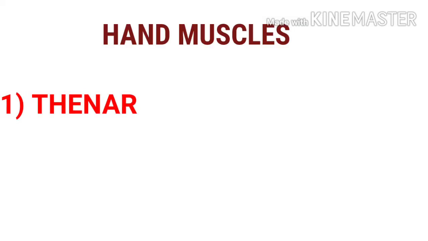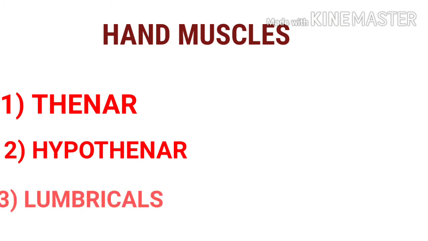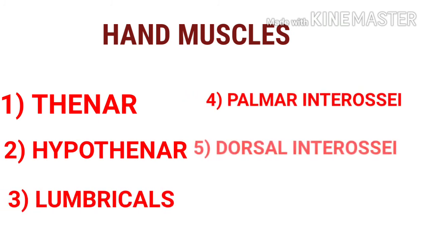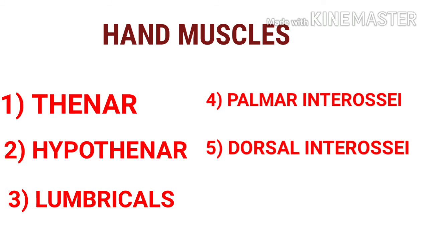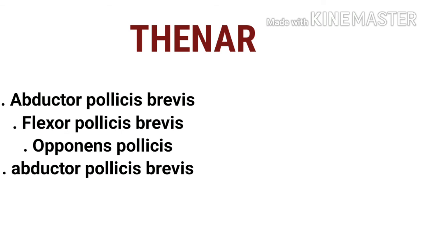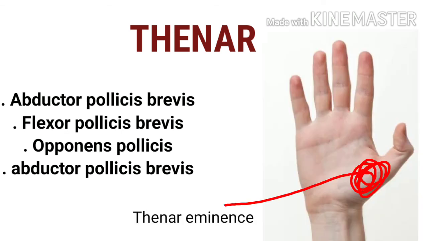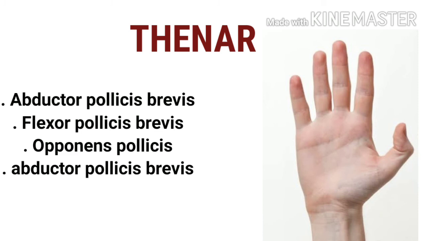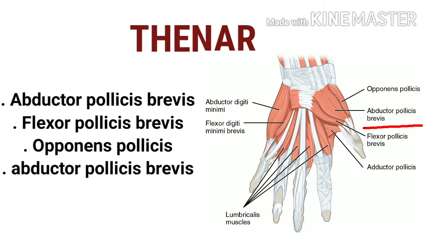Okay, so hand muscles are divided into thenar, hypothenar, lumbricals, palmar interossei and dorsal interossei. Thenar muscles are the 3 short muscles located at the base of the thumb. The muscle bellies produce a bulge known as the thenar eminence. They are responsible for the fine movement of the thumb. In the thenar muscles we have abductor pollicis brevis, flexor pollicis brevis and opponens pollicis. Opponens pollicis is the largest of the thenar muscles and lies under the other two.